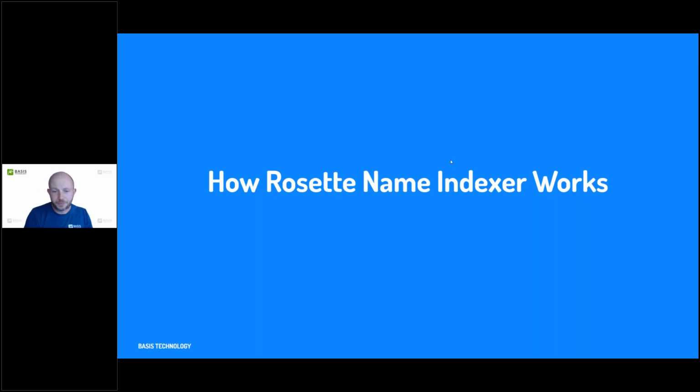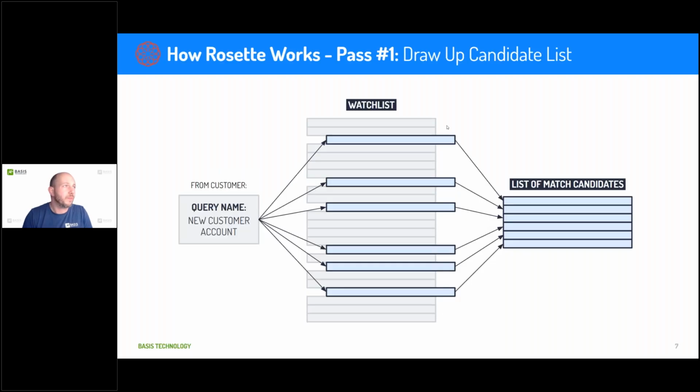But I'm going to now talk a little bit about why the Rosette name indexer, so our name matching and name screening capability, how that works, and try and align that with some of the things that I talked about for the AI-based screening in the previous slide. So I'm not going to say it's a simplistic system, but I'm going to be able to break it down at least into these two different passes that occur when the algorithm is applied.